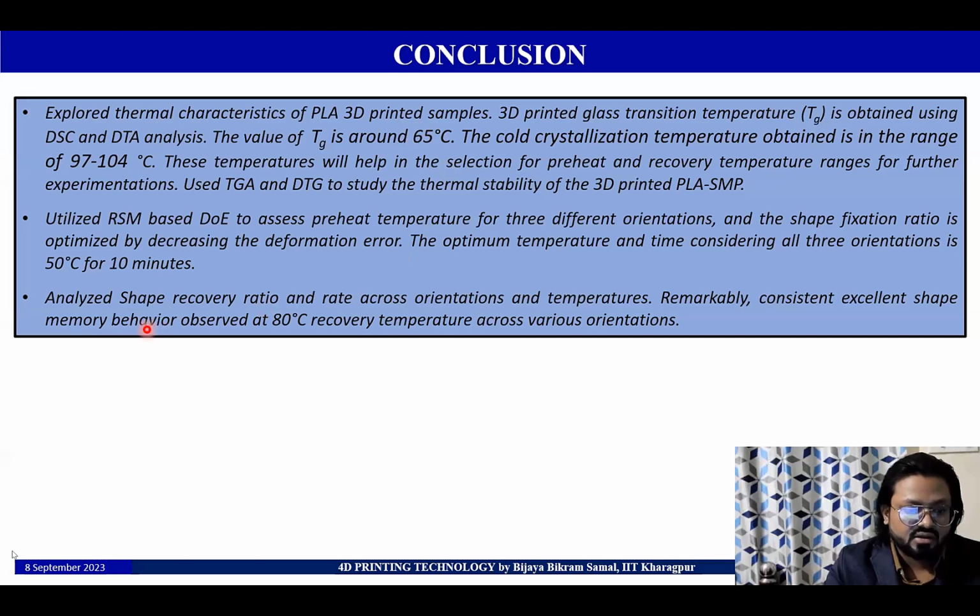Now coming to the shape recovery ratio. Here we have also optimized the shape recovery ratio, and we have found that an 80 degrees Celsius recovery temperature provides better shape recovery for all kinds of orientation.